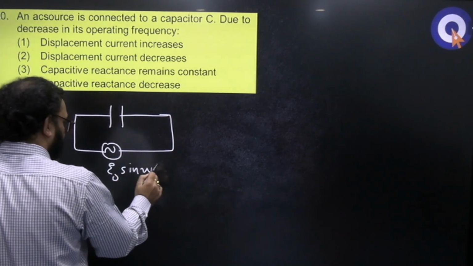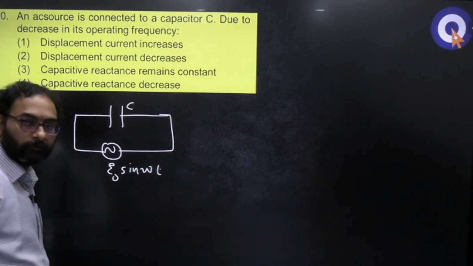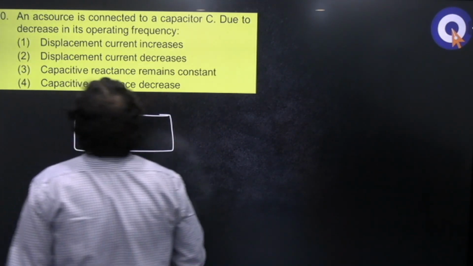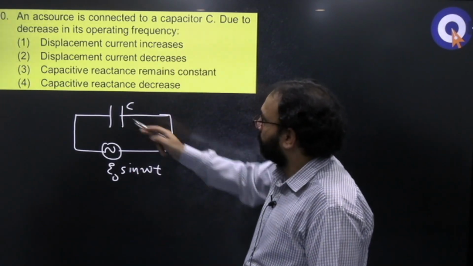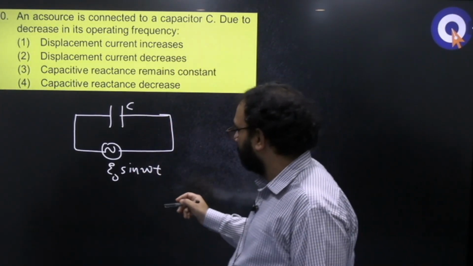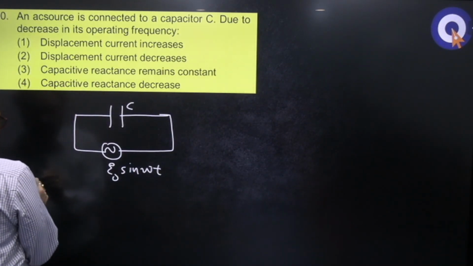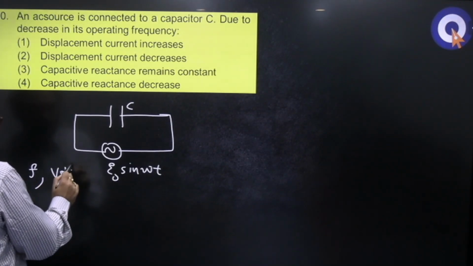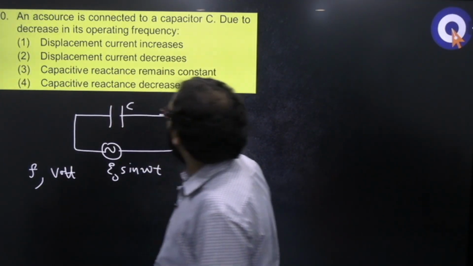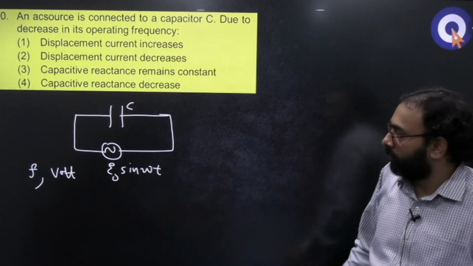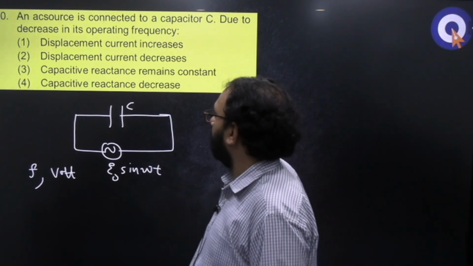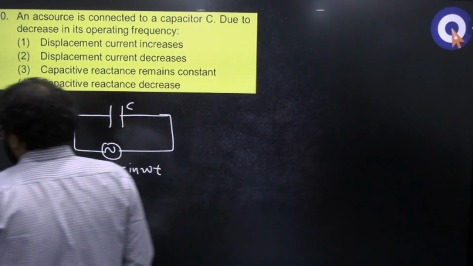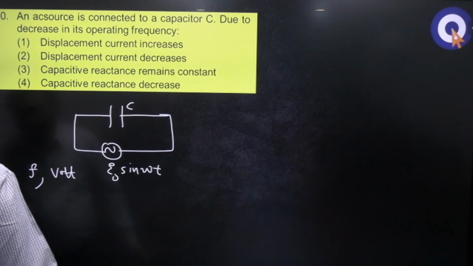So here you can see this is a capacitor and an AC source, and this AC source is operated at a certain frequency and certain voltage. Now we want to know whether the displacement current increases or not, and whether the capacitive reactance remains constant, increases or decreases, so we have to conclude those things.